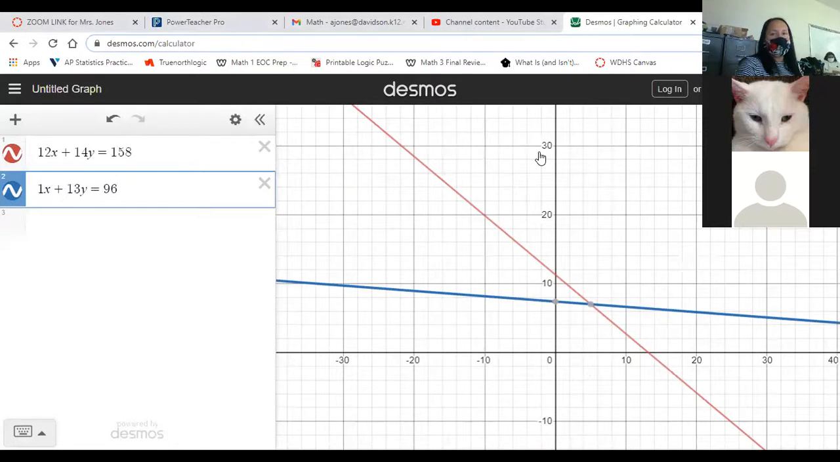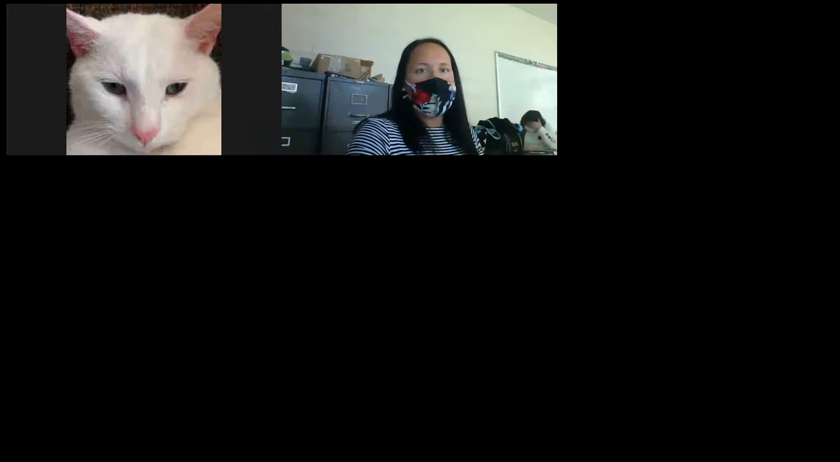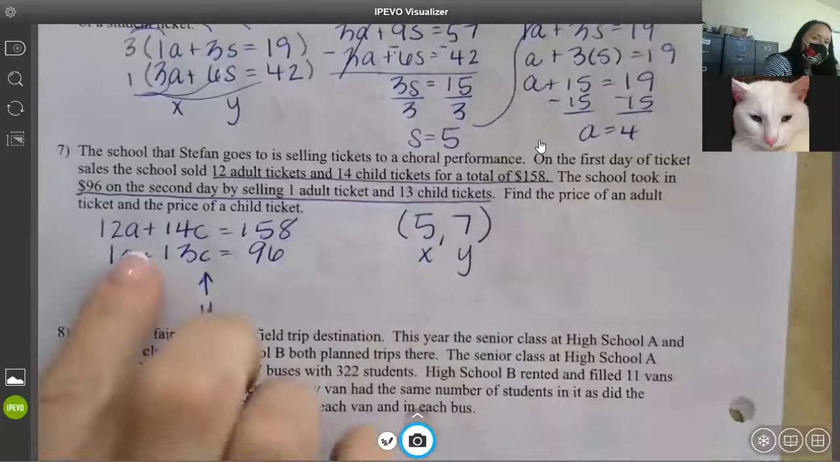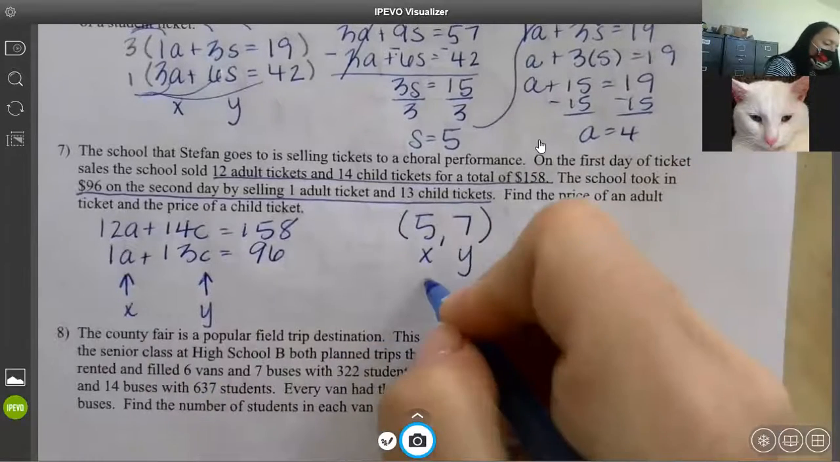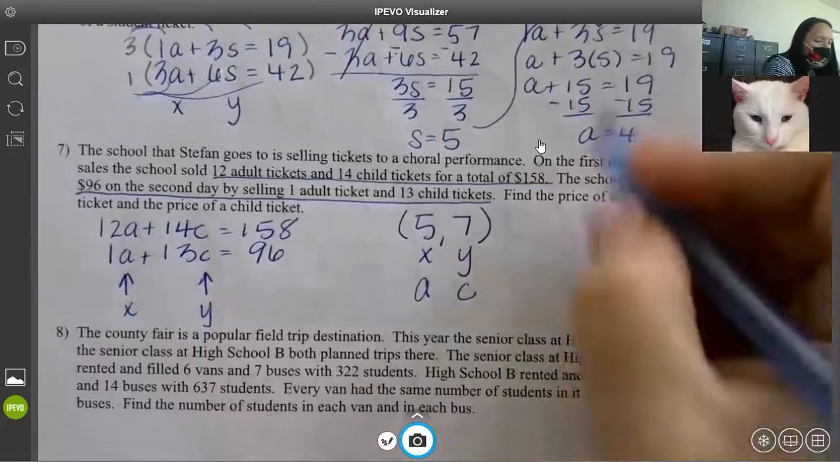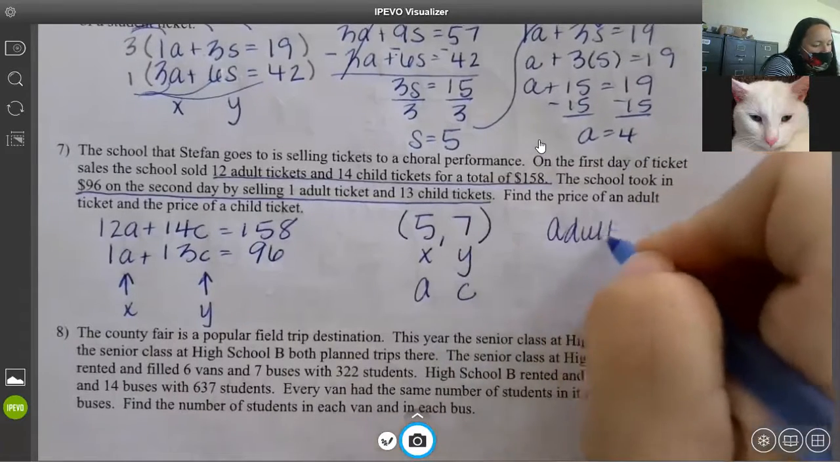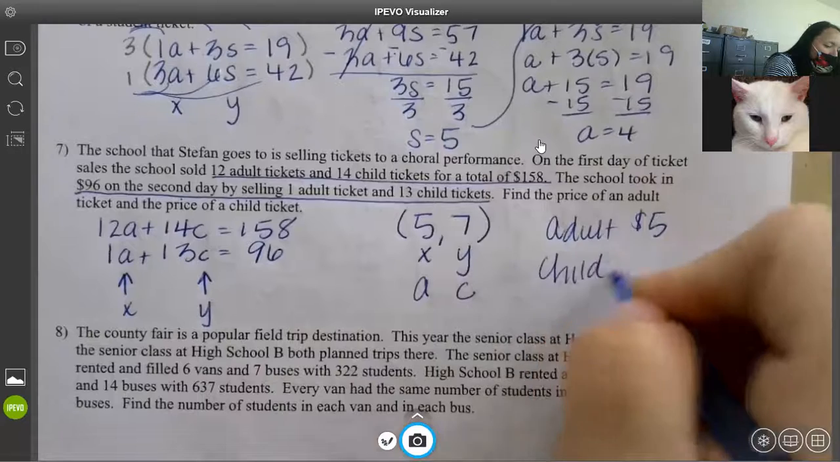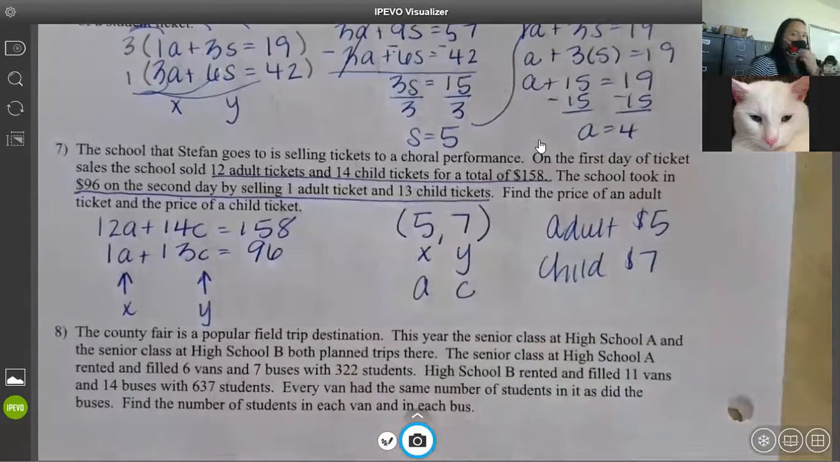So I'm going to stop sharing this and show you what it looks like. This is your X and this is your Y. Remember we said X was A and Y was C. So an adult is $5. A child is $7. So that's all you have to do to be able to solve it in Desmos. You need to be taking these notes, please.